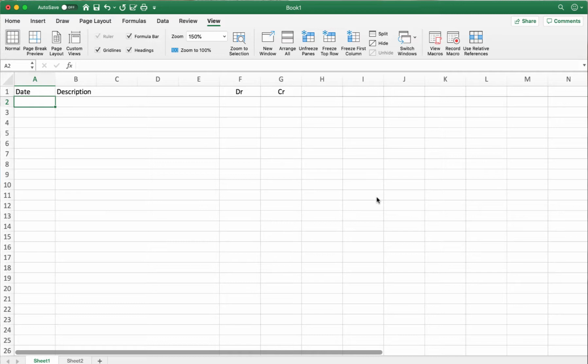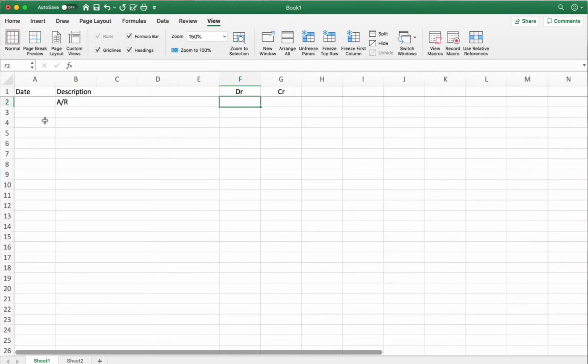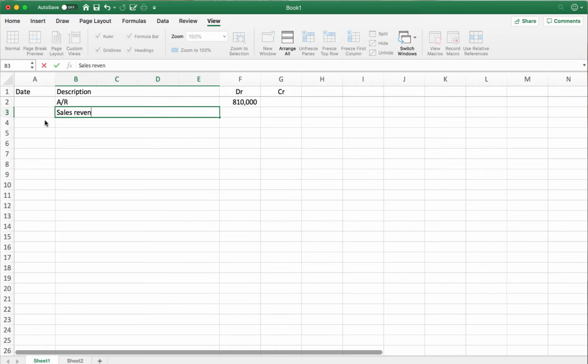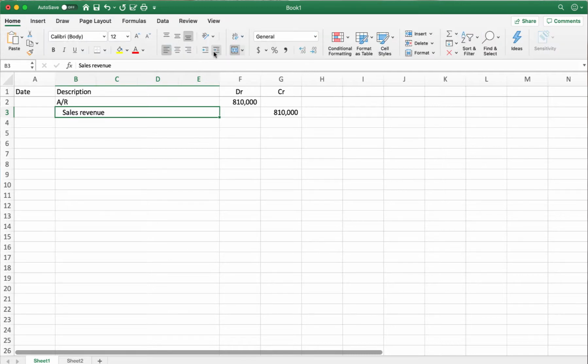First thing we got to do is recognize we had credit sales, right? Super easy. So what we're going to do is debit, I'm going to abbreviate and say AR, for $810,000. I'm going to credit sales revenue for $810,000. Okay? This journal entry is to record our credit sales.